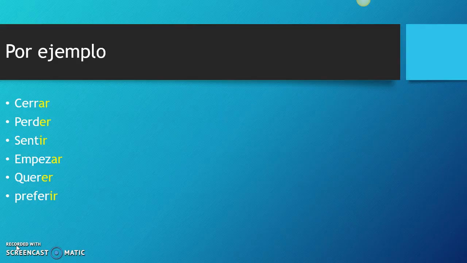Let's look at some common E to IE stem changing verbs. Cerrar means to close. It is an AR infinitive. When we drop the infinitive ending AR, we are left with the verb stem cerr. Perder means to lose. It is an ER infinitive. When we drop the infinitive ending ER, we are left with the verb stem perd. Sentir means to feel. It is an IR infinitive. When we drop the infinitive ending IR, we are left with the verb stem sent.